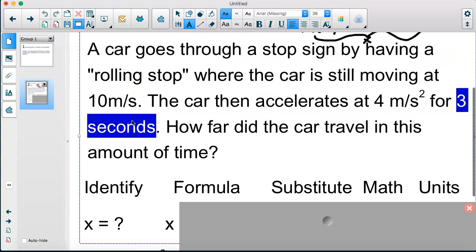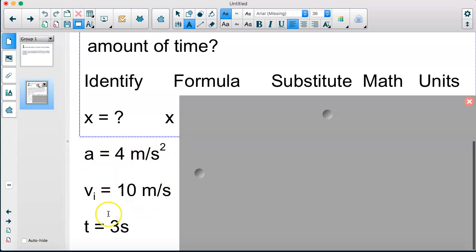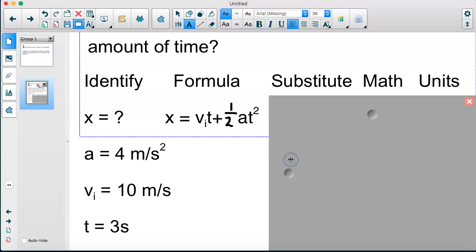Cool. Do you guys remember what formula we can use to solve this problem? If I know the acceleration, initial velocity, and time, what formula can I use to calculate the distance the car travels? It is x equals v_i t plus 1/2 a t squared. Go ahead and see if you can substitute the terms into this problem.